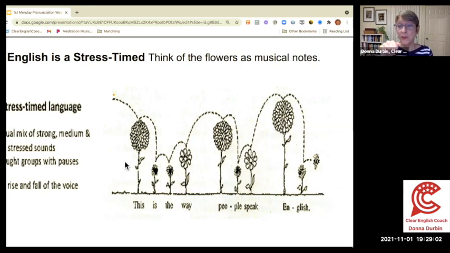So if I said, this is the way people speak English, that's really hard for us to understand. But these groups here between, this is where we have our word groups. This is the way people speak English. And if you put these pauses in between every 3 to 4 words, it's going to help our ears understand what you're saying. Okay, any questions?